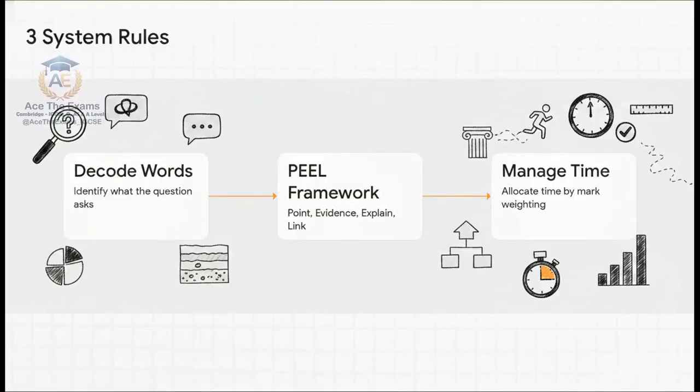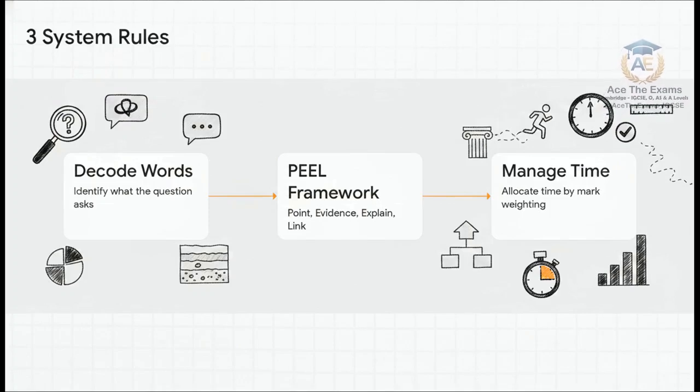Here are the 3 non-negotiable rules of your final system. Rule 1. Command word decoding. You must always start by identifying what the question is explicitly asking you to do. Is it asking you to state, to show that, or to solve? Your entire strategy pivots on that one word. Rule 2. PEEL framework application. Make your point, provide the solid mathematical evidence, like establishing those real coefficients we talked about. Explain your processing step by step, and link it right back to the solution. Show the examiner those fossil layers.